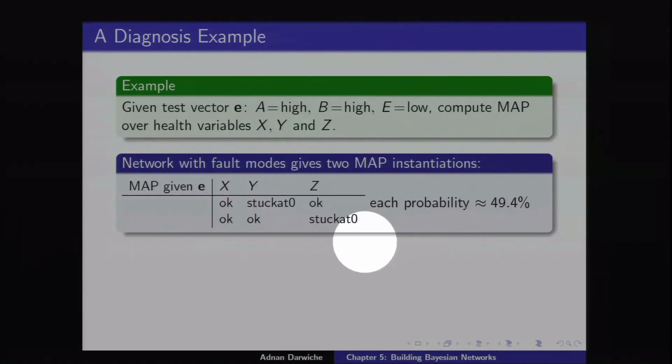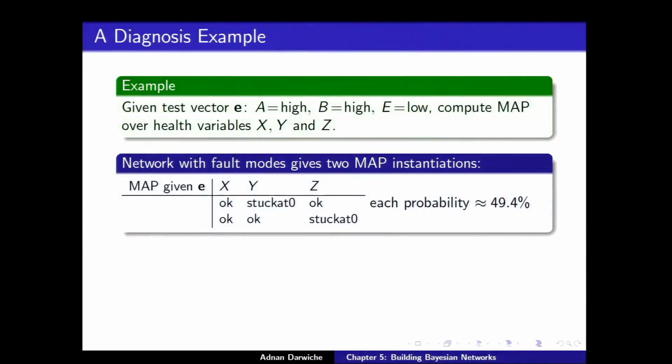So this is an unexpected output. According to the circuit, if it's functioning correctly, when both inputs are high, the output is also high. But I get this, and it says, okay, you've got one of 2 things. Either Y is stuck at 0 or Z is stuck at 0. Those are the 2 most likely health states according to this. And this was the example.